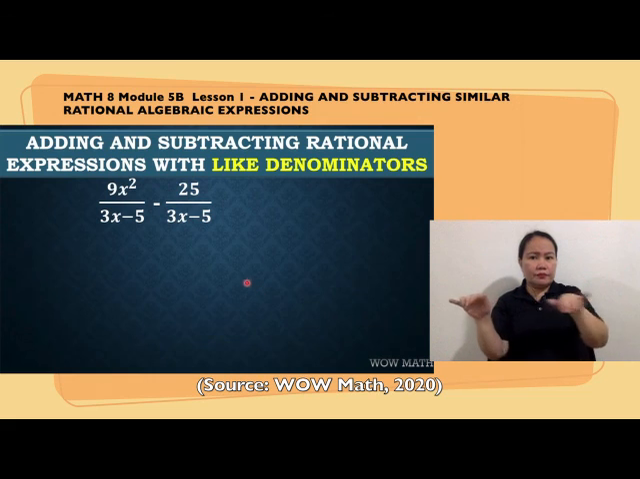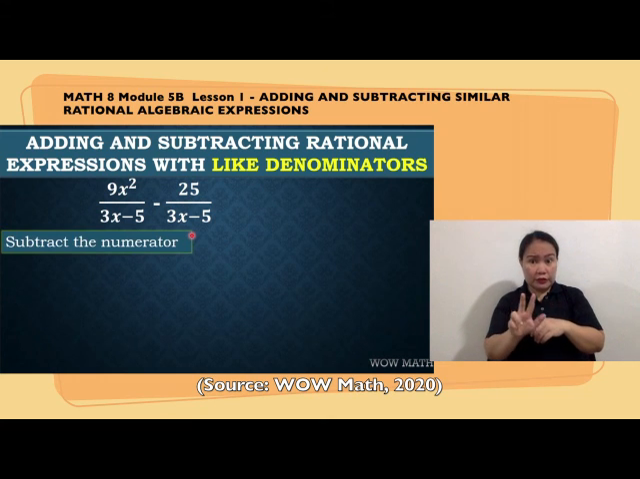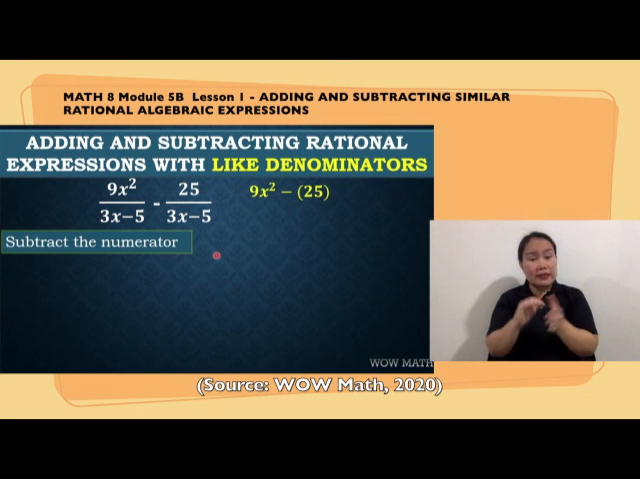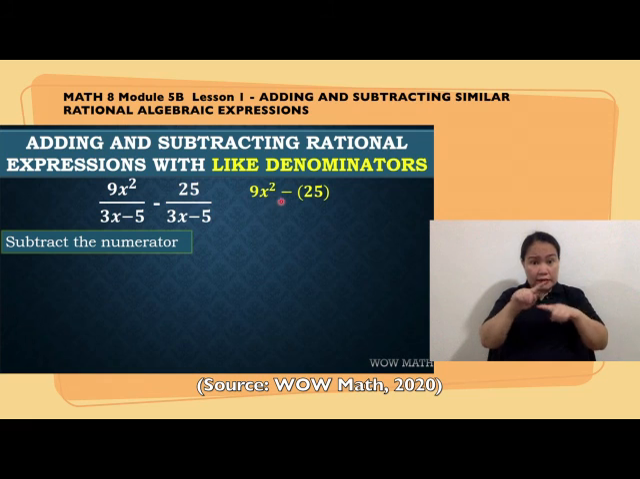So, I have here 9x squared over 3x minus 5 minus 25 all over 3x minus 5. So, first, subtract the numerator. In subtracting the numerator, since nasa subtract na tayo, tatandaan na kapag ang operation na natin ay subtraction, we are changing the signs of our subtrahend. So, ito siya ha. Hindi porket may minus dito, ayan na yon, okay?